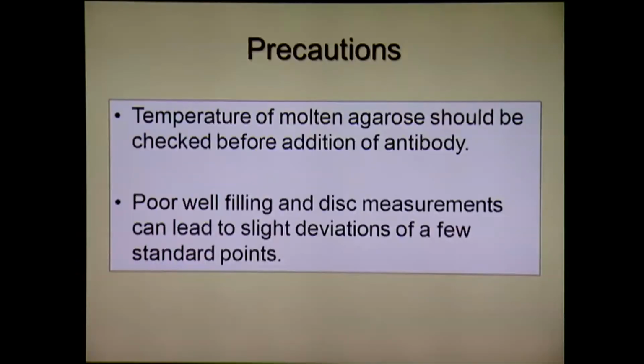And the well should be made very perfectly. Otherwise, when the antigen diffuses radially, it won't be perfect. And we should measure the diameter of the ring carefully. Otherwise, they may give false results.